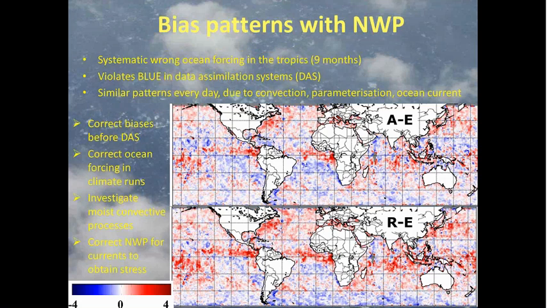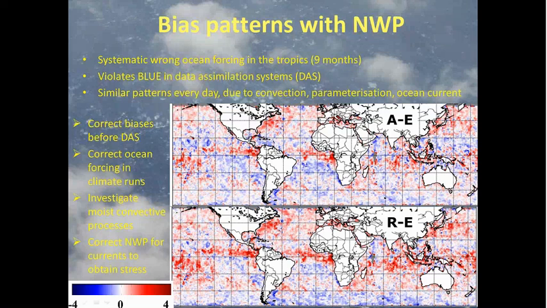But if you look at the differences over 9 months between these two systems and ECMWF, you see that the differences look very similar. And these similar patterns appear not only after 9 months, but actually every day. This is due to convection, to parameterization, to ocean currents, and to effects that are very persistent over time. So you very clearly see the ITCZ, the trades, the Gulf Stream areas, etc.